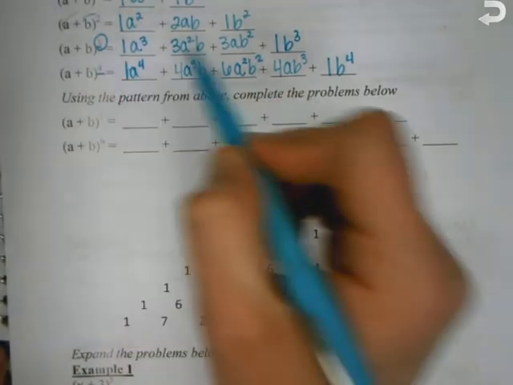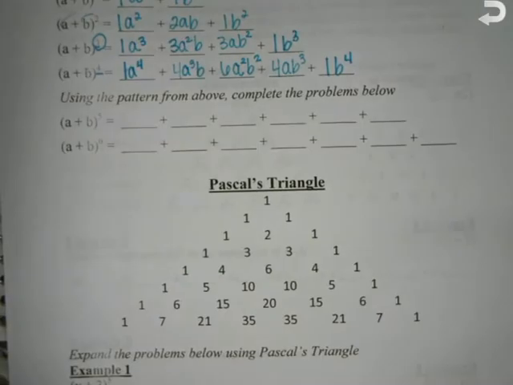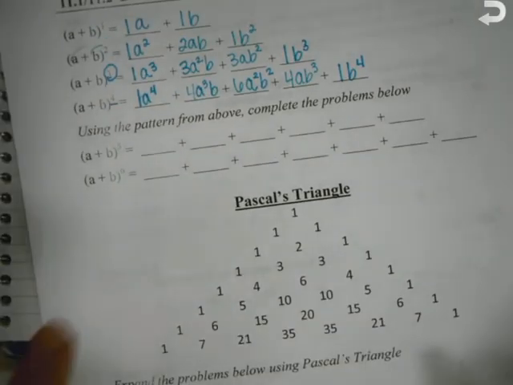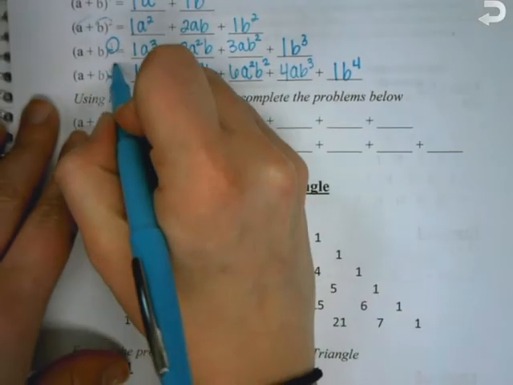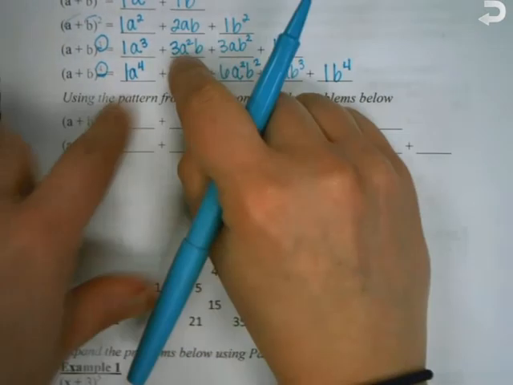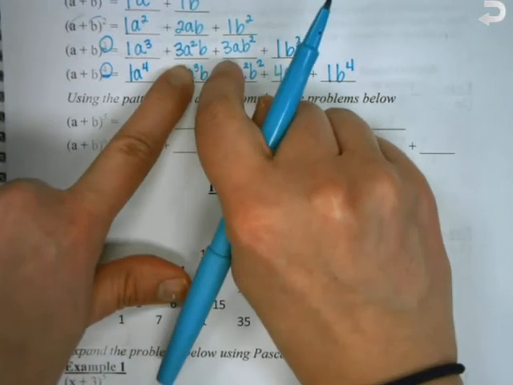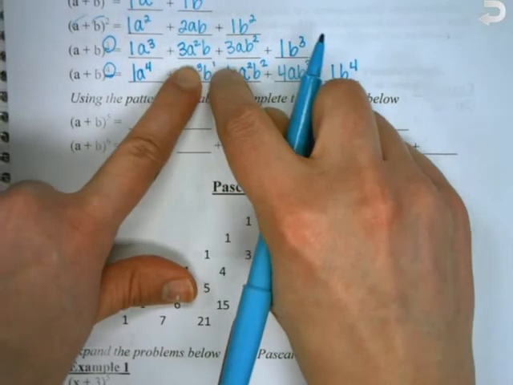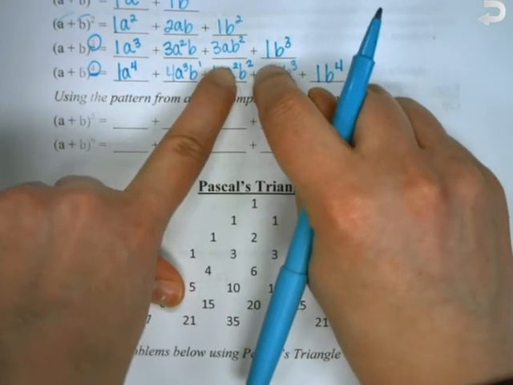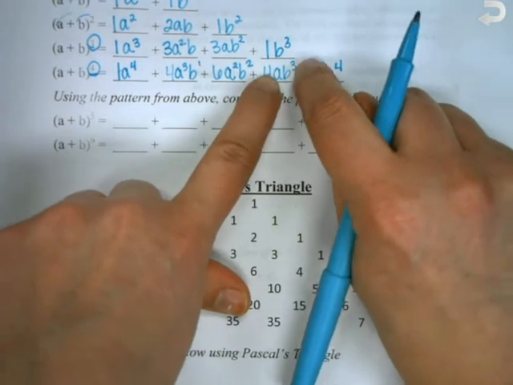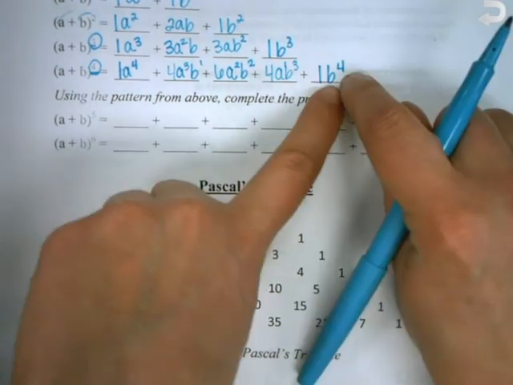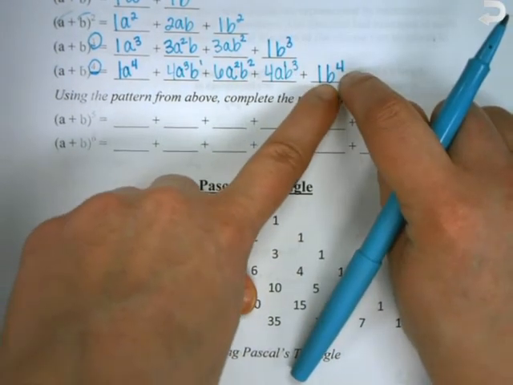Think about it. 4 plus 0 gives me 4. 3 plus 1 gives me 4. 2 plus 2 gives me 4. 1 plus 3 gives me 4. And 0 plus 4, 4. Does that make sense? Kind of? Will you guys try doing a plus b to the 5th using the pattern? Don't try doing all the work, just try using the pattern.